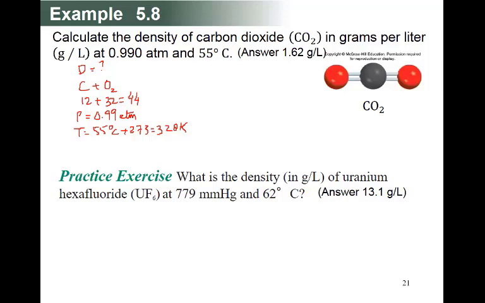So then the formula will be density is equal to MP over RT. So molar mass 44, pressure is 0.99, and gas constant is 0.0821, multiplied by temperature 328. So the answer will be 1.62 gram per liter.